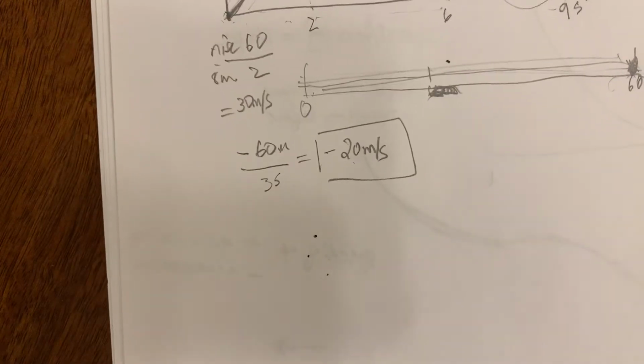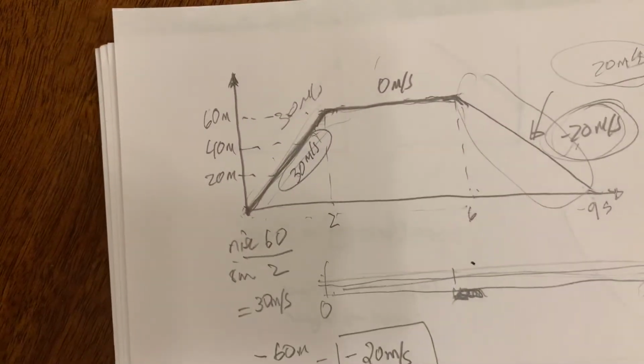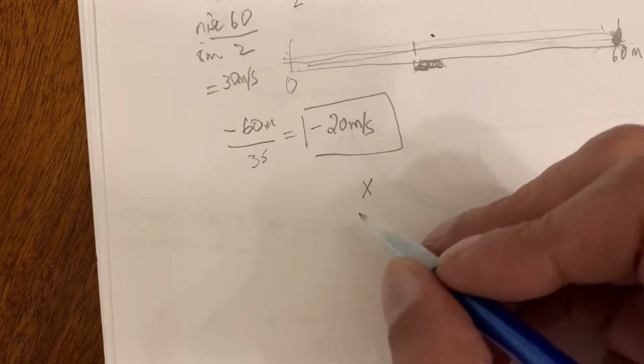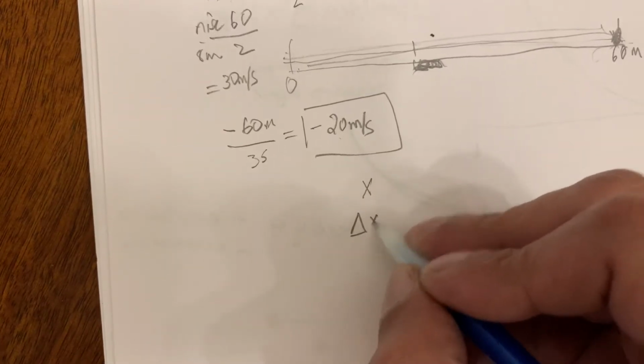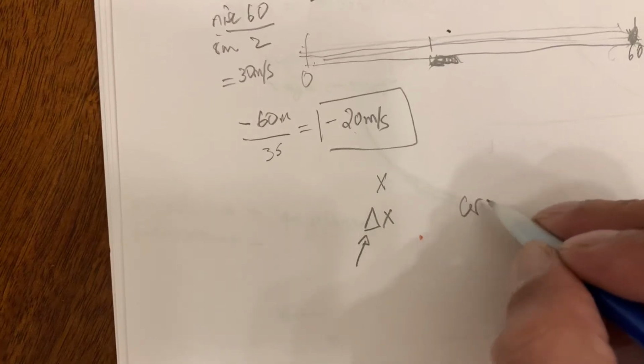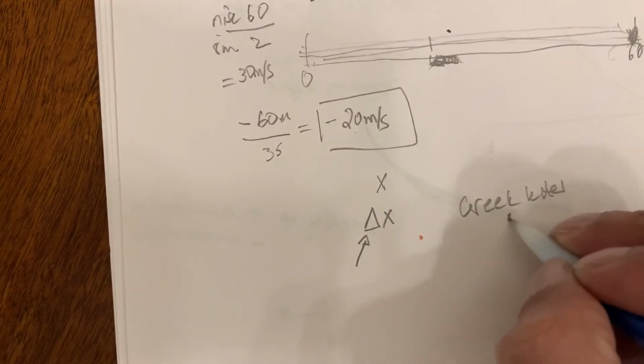All right, so now back to looking at some other terms. We have position that we write as x, and then we have a change in position which we write as delta x. And delta is a Greek letter, delta.